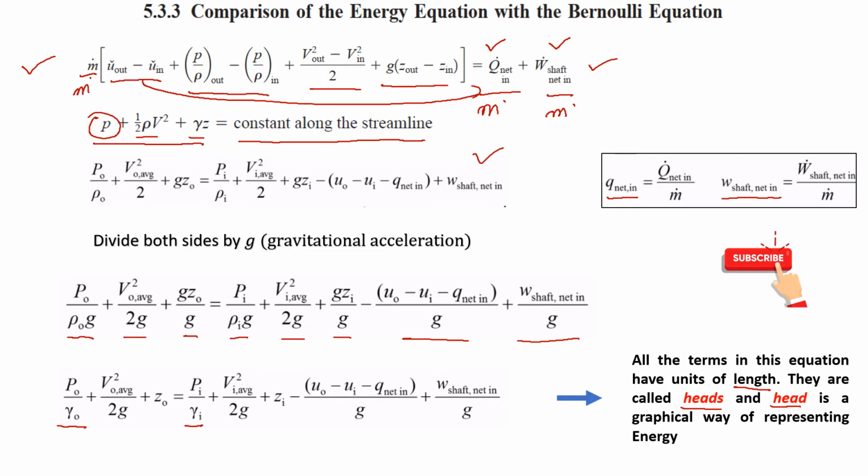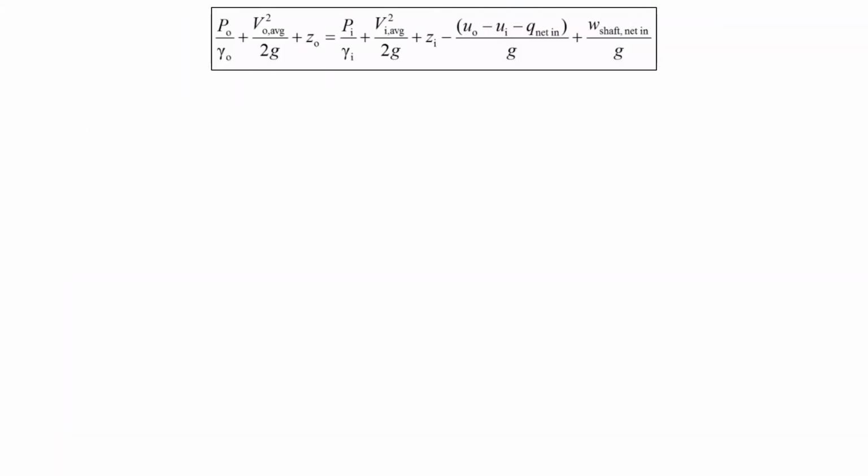So now moving on to the next slide, let's see what the losses will be, and what different types of heads we have in this equation. So this is the equation that we got from the previous slide. Now these are the different types of heads that we have in this equation. This is the pressure head, this is the velocity head, and this is the elevation head. And this is again the pressure head at the outlet, the velocity head at the outlet, and the elevation head at the outlet, which is equal to the pressure head at the inlet, the velocity head at the inlet, and the elevation head at the inlet.